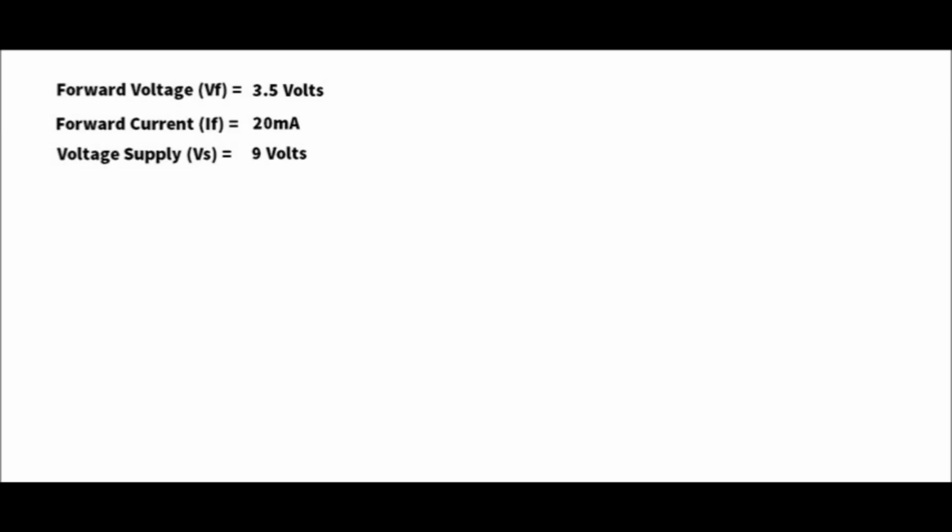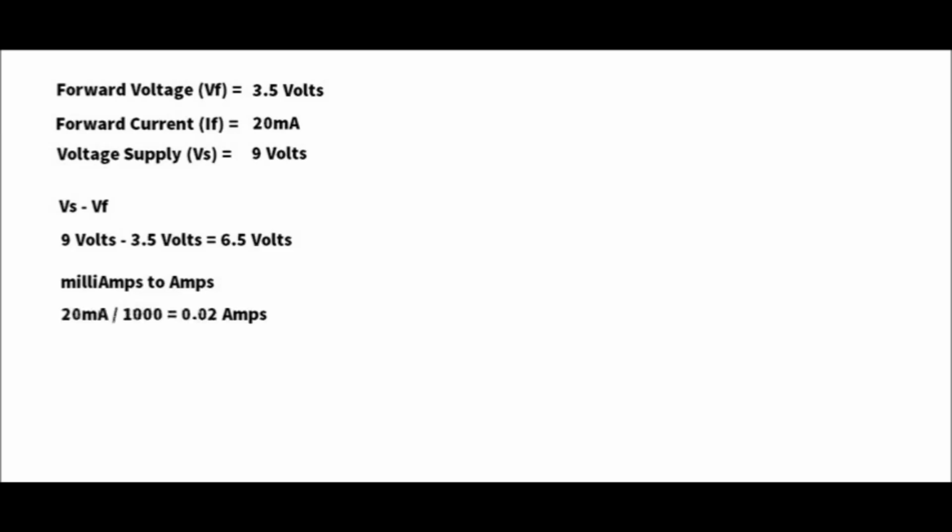The resistor is calculated as follows. Firstly, we take the value of the power supply and subtract the diode's forward voltage value. So it's 9 volts minus 3.5 volts gives us 6.5 volts. We then need to convert the diode's forward current value from milliamps to amps. To do this, we divide 20 milliamps by 1000. This gives us the value of 0.02 amps.